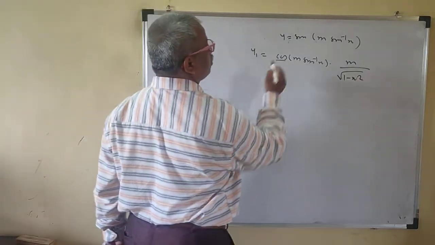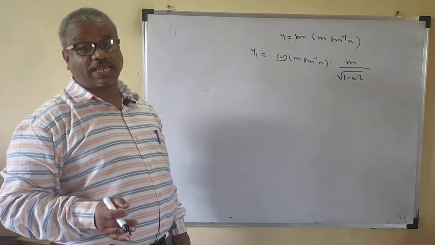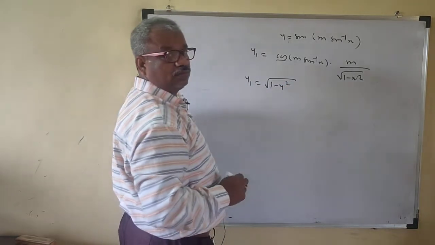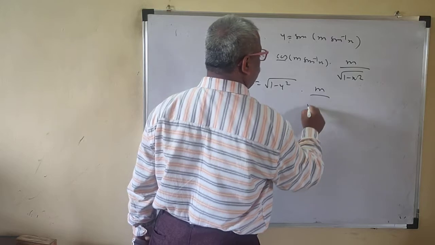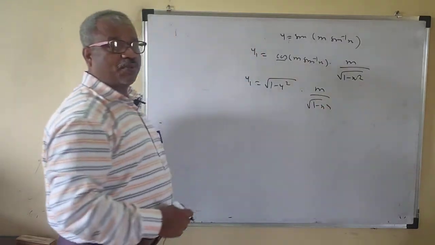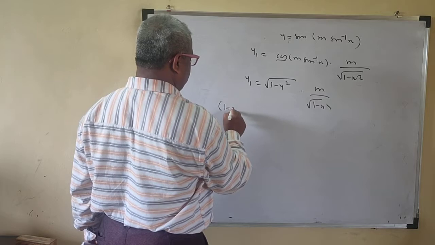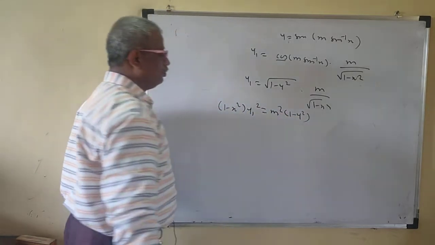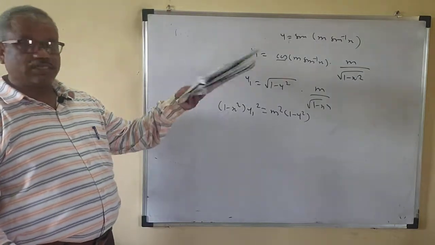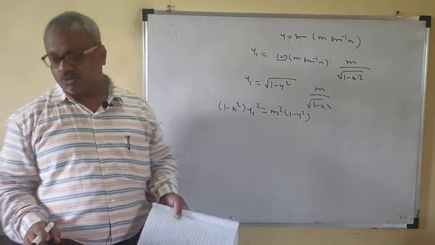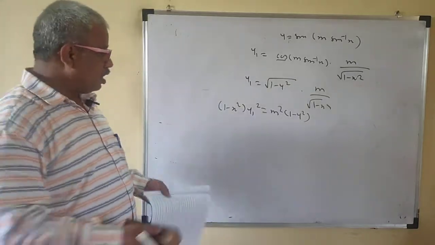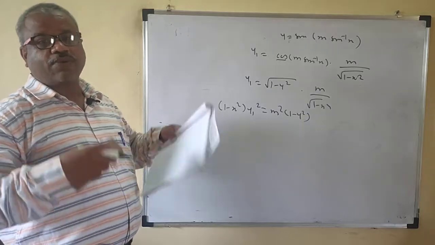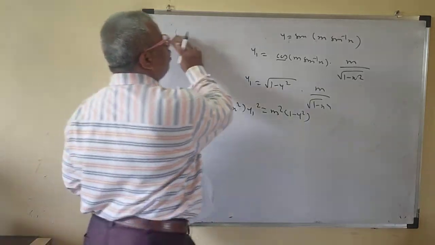Now this is cos, and cos means root of 1 minus sin squared, so y1 is equal to root of 1 minus y squared into m upon root of 1 minus x squared. If you take the square and shift this here, we get 1 minus x squared y1 squared is equal to m squared times 1 minus y squared. This is the relation; you should know this type of relation. Then you can apply the second derivative again, find y2, and then jump to the next step.